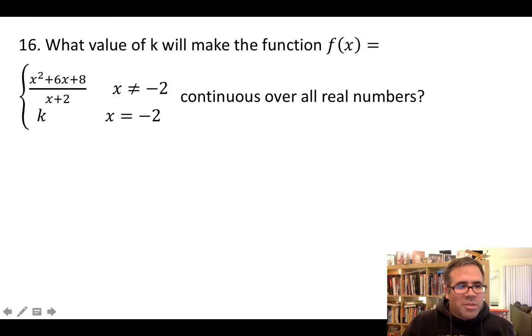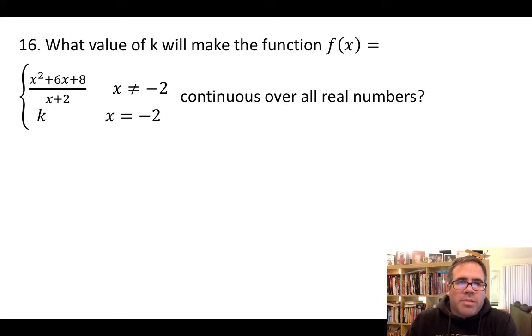This one's a little bit more complicated. So let's read it out. What value of k will make the function f of x equals, and this is a piecewise defined function, where most of it is x squared plus 6x plus 8 over x plus 2. I say most of it because the only case where it isn't this is defined as some constant k when x is negative 2.